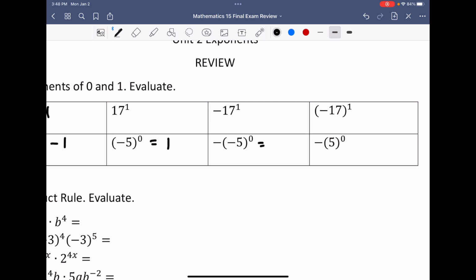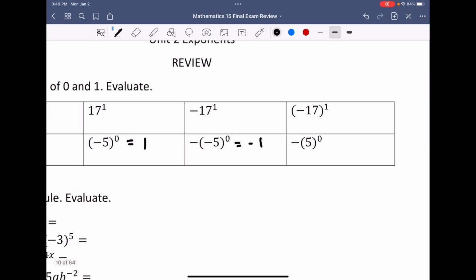And then if we go to the example right next to it on the right, we have a negative of negative 5 to the 0. Well, the negative 5 and the 0 that are included within the brackets, these are all going to become 1. But then we have that negative floating on the outside here. So this is going to be negative 1. And then finally, negative 5 to the 0. Well, 5 to the 0 is going to become 1, but then we have that negative floating on the outside that is not connected directly to that exponent. So we know this is going to be equal to negative 1.